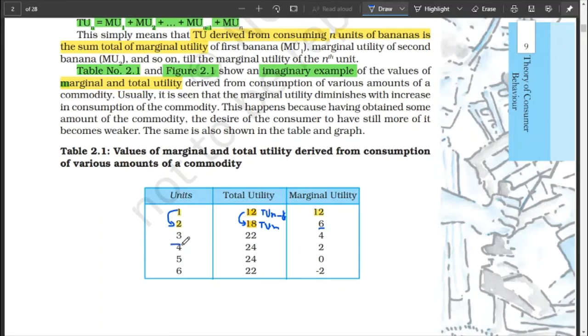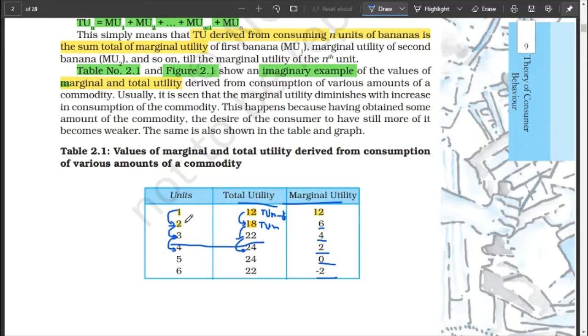Same case here, I consume the third unit, I get 22 overall. But what is the addition to the total by consuming one more? How much does it add from 18? By consuming one more, it adds 22 minus 18, which is 4. Same case here, I consume one more, it adds to the total. How much does it add? TU(n) minus TU(n minus 1), 24 minus 22, 2, and so on and so forth. If you go on, you'll find it can be 0, it can be minus 1. We'll deal with that. But at the moment, you simply understand this concept of MU and TU.